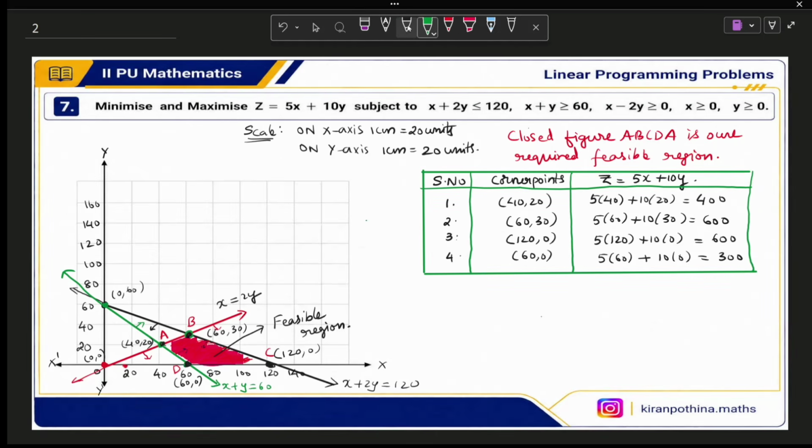Okay, so I will write the conclusion. Now, out of all these 4 points, you can observe this 300 is minimum, and you can observe that at these 2 points 600 is maximum. We will represent it like that.